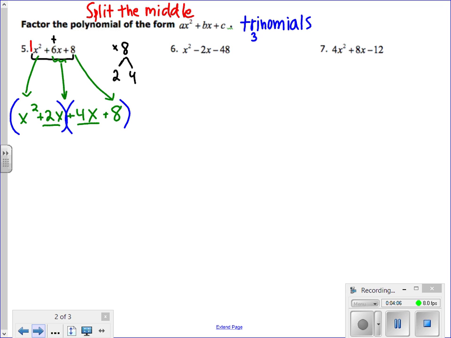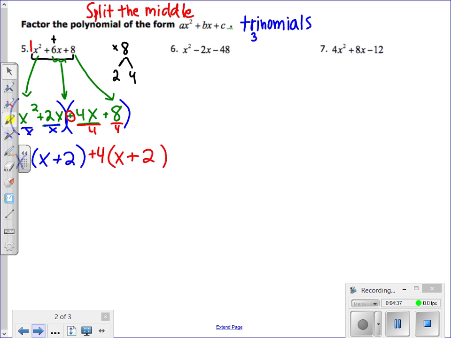Now I look for a GCF for each group. The GCF for the first pair is an x. So I write an x out in front, and I divide it away from both terms. That leaves me in the parentheses x plus 2. Now for the second group, because this 4 is a positive, my GCF is going to be positive. It's going to be positive 4, because 4 and 8 both have a 4. So I pull out a 4, and I'm left with x plus 2.